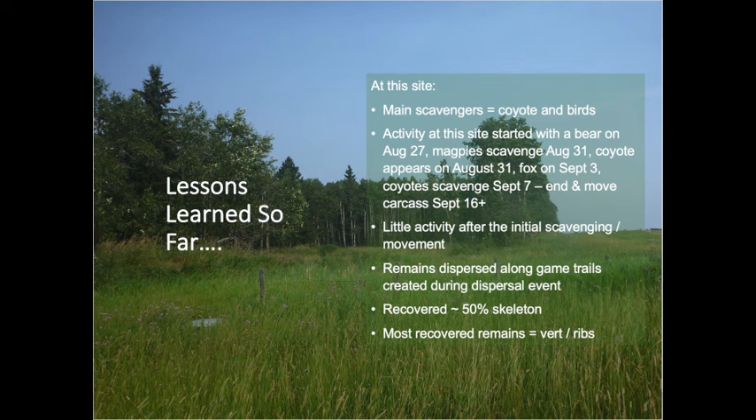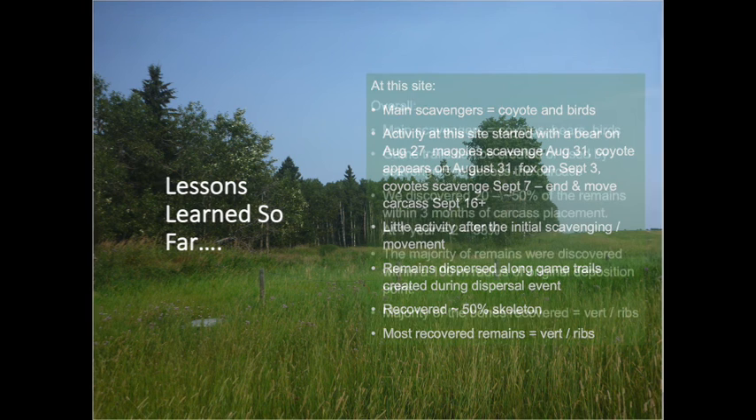Well, at this site we know that the main scavengers were coyotes and birds. The birds are mostly magpies. Scavenging activity started possibly with a bear, then the magpies definitely scavenged. The coyotes appeared at the end of August and came back and then continued to scavenge. Little activity occurred after the initial scavenging activity and the movement done by the coyotes. Remains were dispersed along game trails and were created during the dispersal event. We recovered about 50% of this pig skeleton, and most remains that we recovered were vertebrae and ribs.